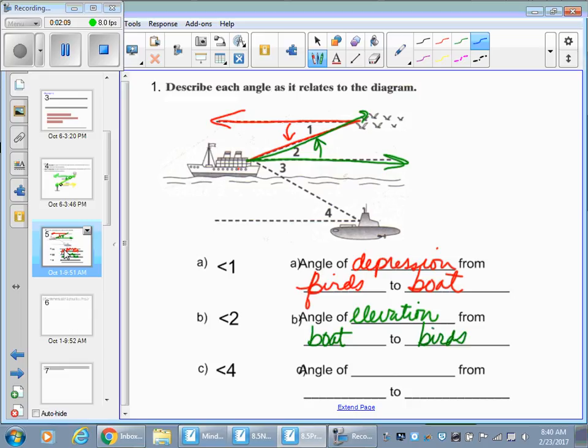Finally, angle 4. We're looking out from the sub and then up to the boat. So that's going to be an angle of elevation, from the sub to the boat.